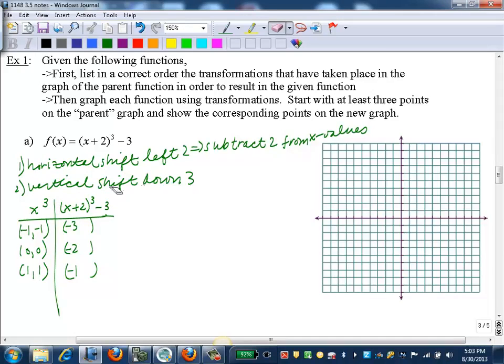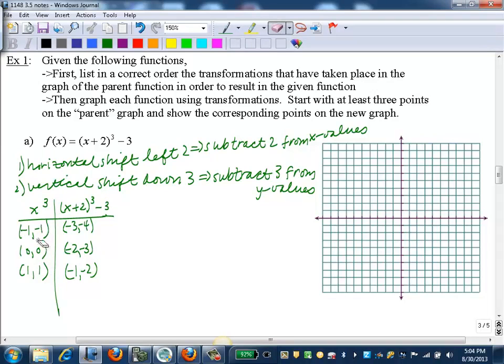Now we need to apply our vertical shift. We know the vertical shift happened because we subtracted 3 outside the grouping symbol, a vertical change. So we're going to change our y values. We're going to subtract 3 from our y values. So I've got my -1 here. -1 minus 3 gives me -4. 0 minus 3 gives me -3. And then 1 minus 3 gives me -2.